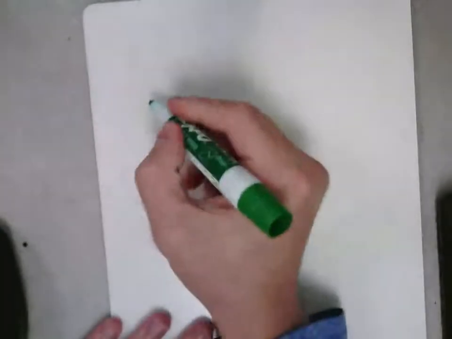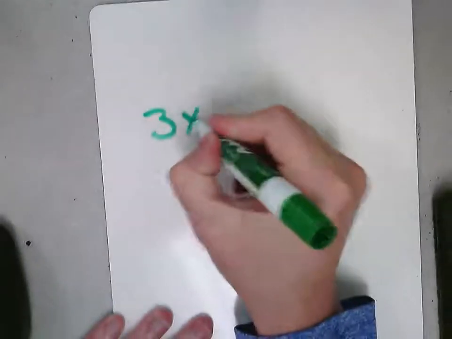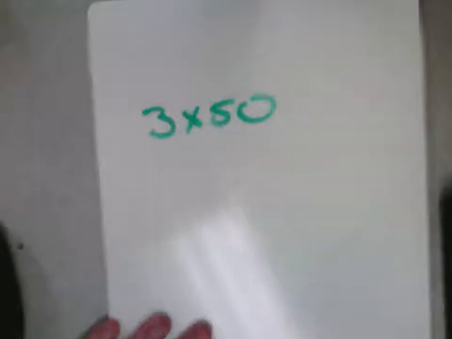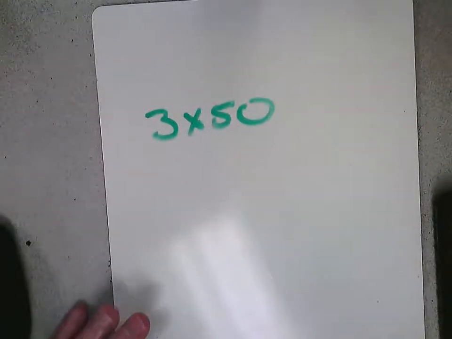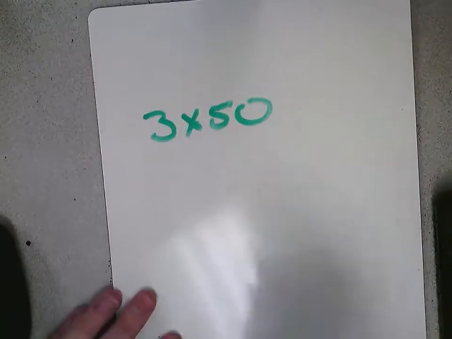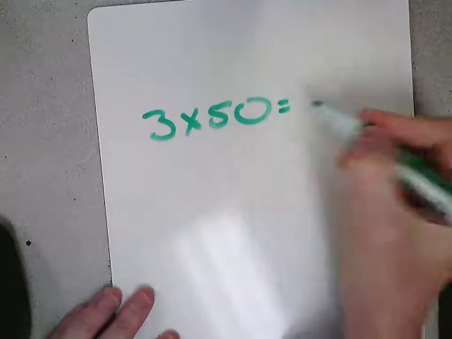So let's look at this problem. Let's do 3 times 50. Okay, so notice it's not a 1 in the tens place anymore. Now it's 3 times 5 tens, or 3 times 50. This is actually not that much more difficult to do if you know what you're doing.